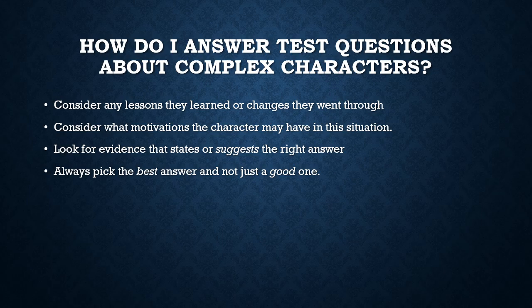Okay, so how do I answer test questions about complex characters? Well, once you've gone through all those things, you can consider any lessons they learned or changes that they went through. You want to consider what motivations the character may have in this situation, in the test question. You want to look for evidence that states or suggests the right answer, because we know answers aren't always super straightforward. Sometimes you have to interpret a little bit. And of course, you always want to pick the best answer and not just a good one or a tricky answer. Always go for the best one.